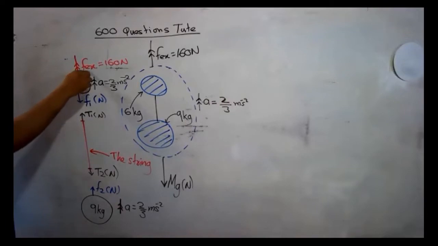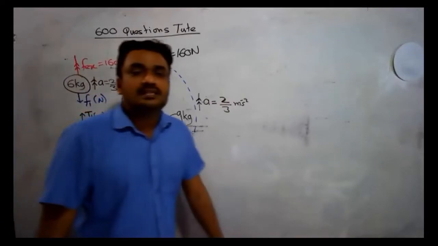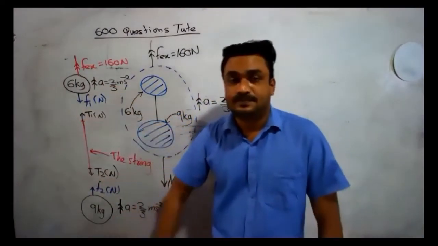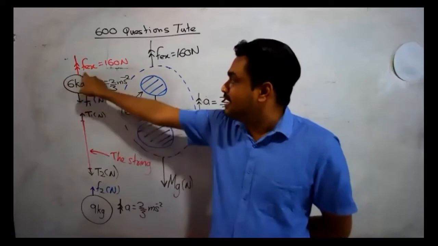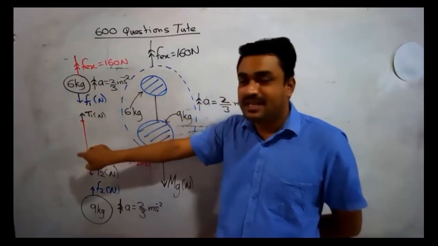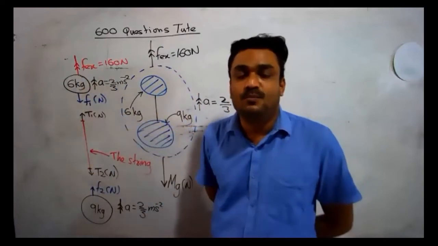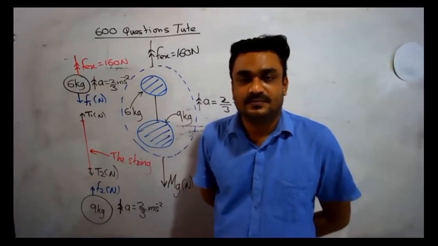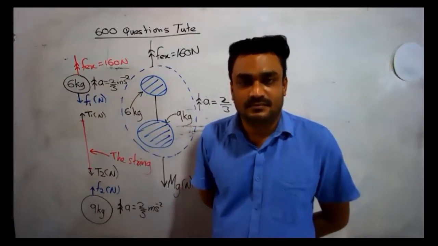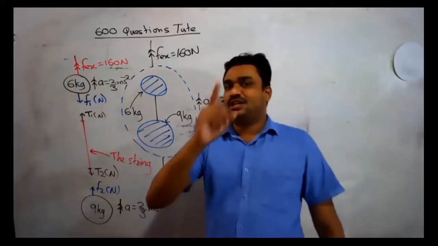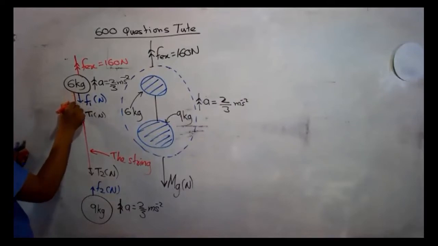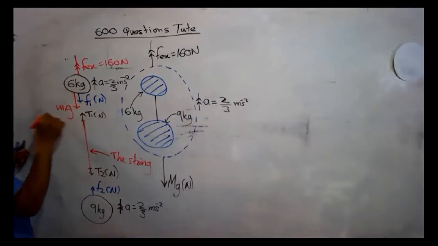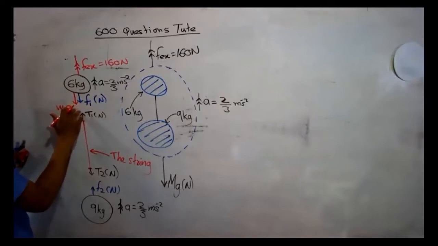In addition to the FEX force and F1 force given by the string, another force is acting on the 6 kg object. What is that force? Gravitational attraction force. Very good. So let me mark the gravitational attraction force acting on this object as M1G Newton.